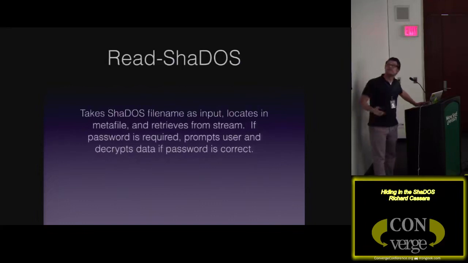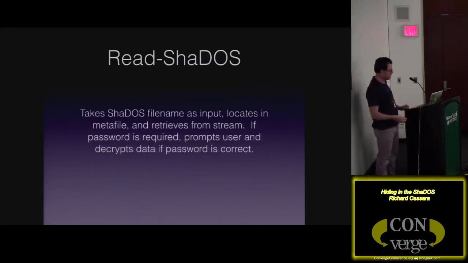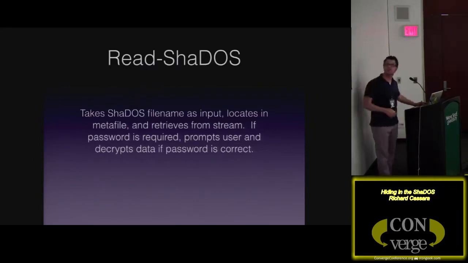And then finally, the read ShaDOS function is going to take the parameter of the file name that you want to get back out. You say, I want to read this file that I've hidden, and it's going to take that content and write it back out. You can pipe it into a file, or you can have it output to your screen. That is also going to check if a password's required. That is kept track of in the meta file, where it has a password bit in its string. If a password's required for that file, it'll prompt you for the password before decrypting.